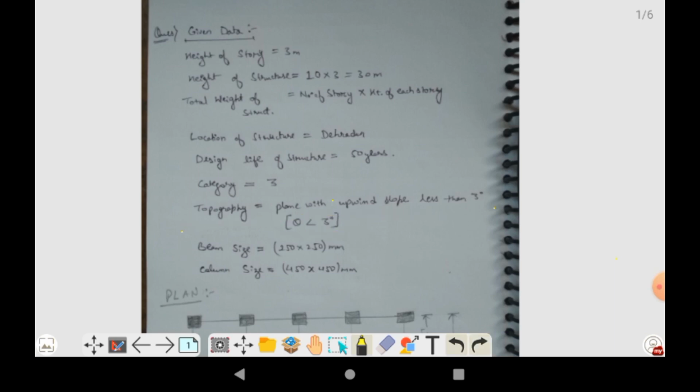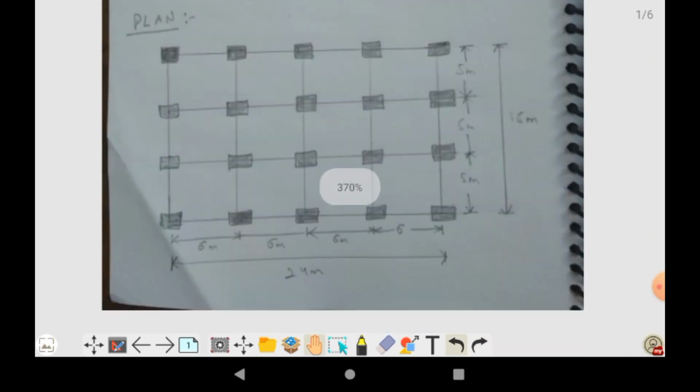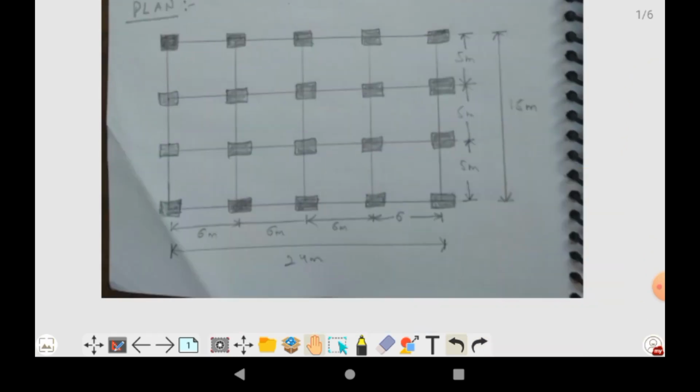The beam size is 250 into 250 mm. The column size is 450 mm. So generally you can see this is a square beam and a square column. Now moving further towards the plan of this structure, you can see in this diagram that this is the lateral direction, and this is the longitudinal direction.